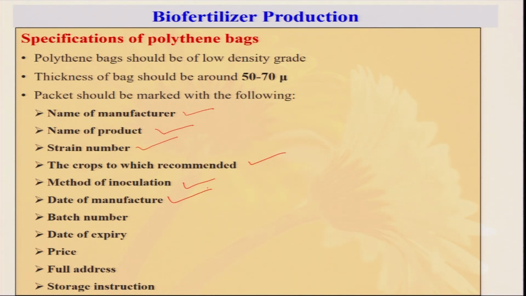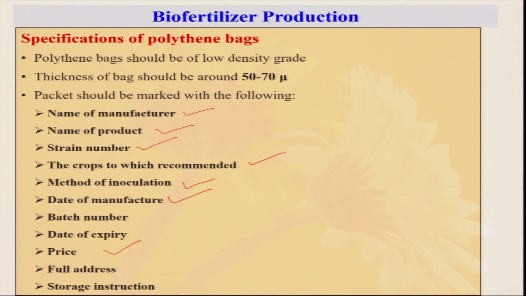Date of manufacture is needed, because these are also living organisms, like providing some food materials. We cannot expect that their population will be maintained in optimum condition for more than 5 or 6 years. So there is a timeline. So date of manufacture and date of expiry are very much needed.